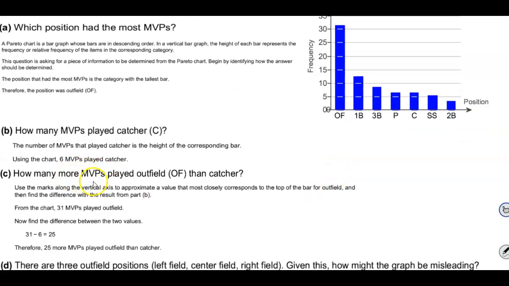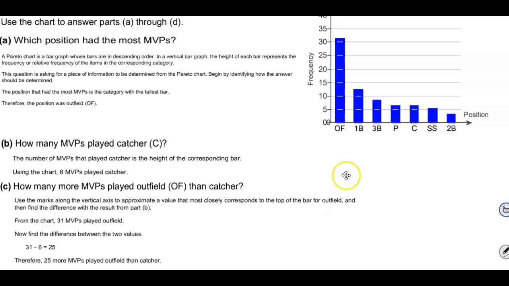Part C, how many more MVPs played outfield than catcher? We're going to use the marks along the vertical axis to approximate a value that most closely corresponds to the top of the bar for outfield, and then find the difference from the result from part B. Now from the chart, you can see here that 31 MVPs played outfield. And then for catcher, from our previous question, we can see that that represents 6.